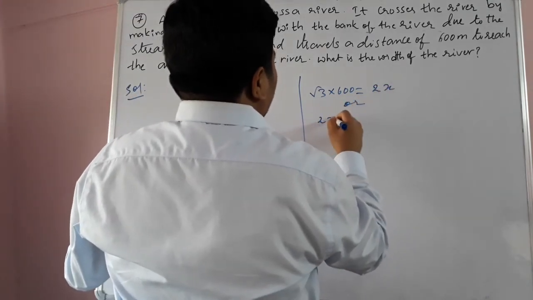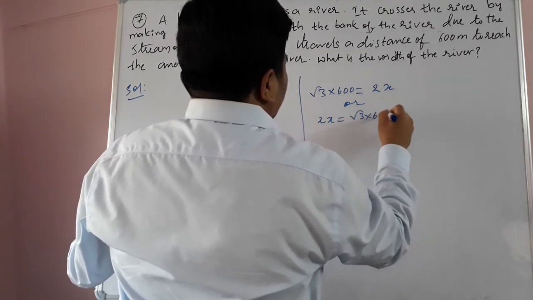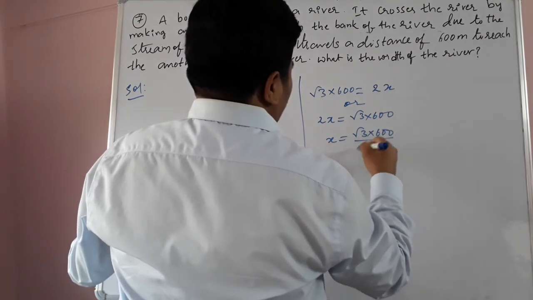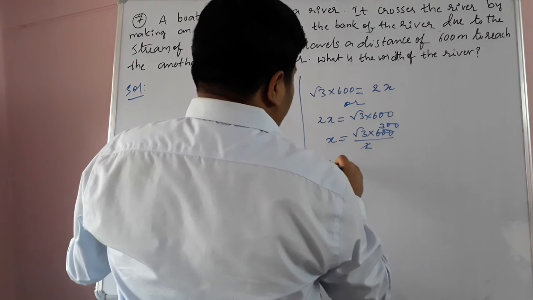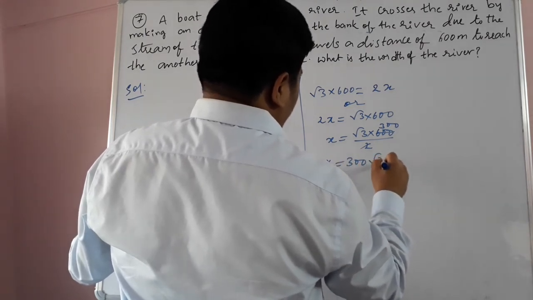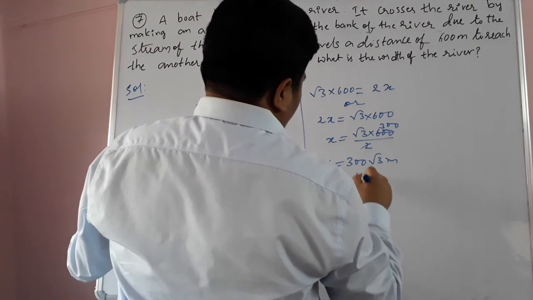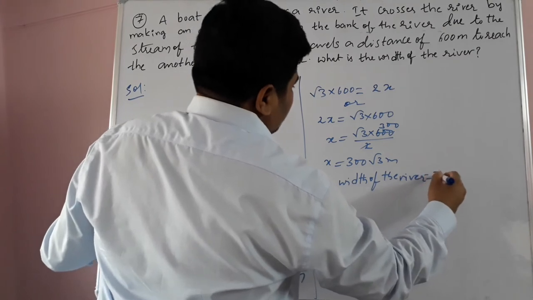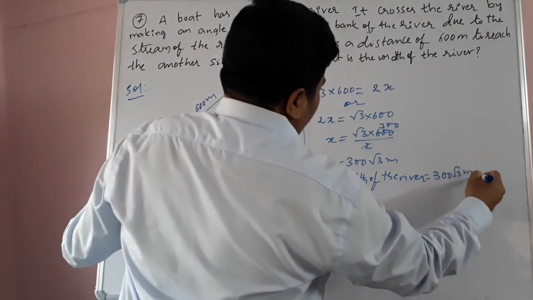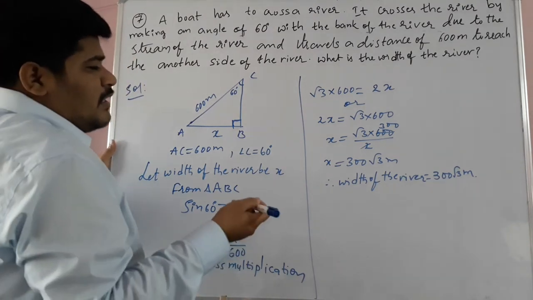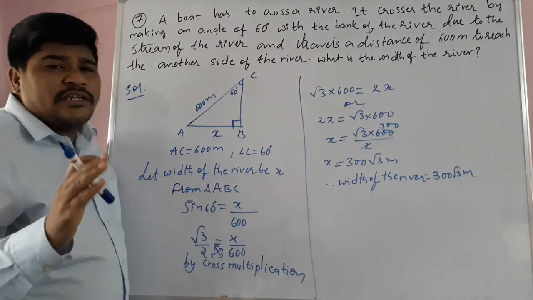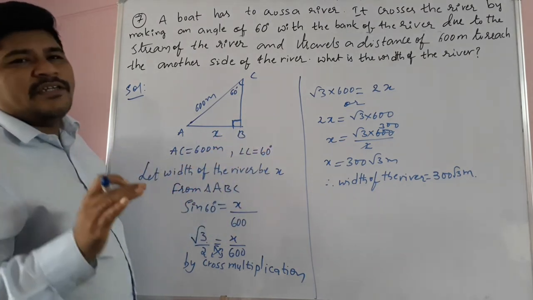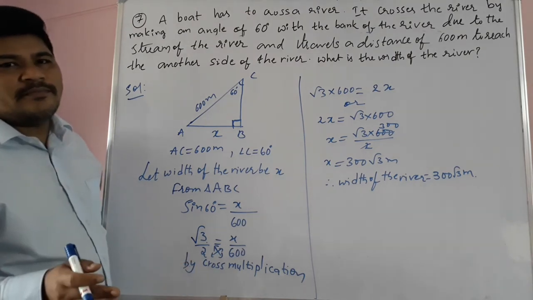Or this can be written as 2x is equal to root 3 into 600. So x is equal to root 3 into 600 by 2. 2 ones are 2, 300. So students, what is the x value? 300 root 3 meters. Therefore, the width of the river is equal to 300 root 3 meters. So students, if you want to multiply, you can take root 3 is equal to 1.732 and multiply, you will get more. So you can stop here also, 300 root 3 meters. So in this way we will solve this problem.